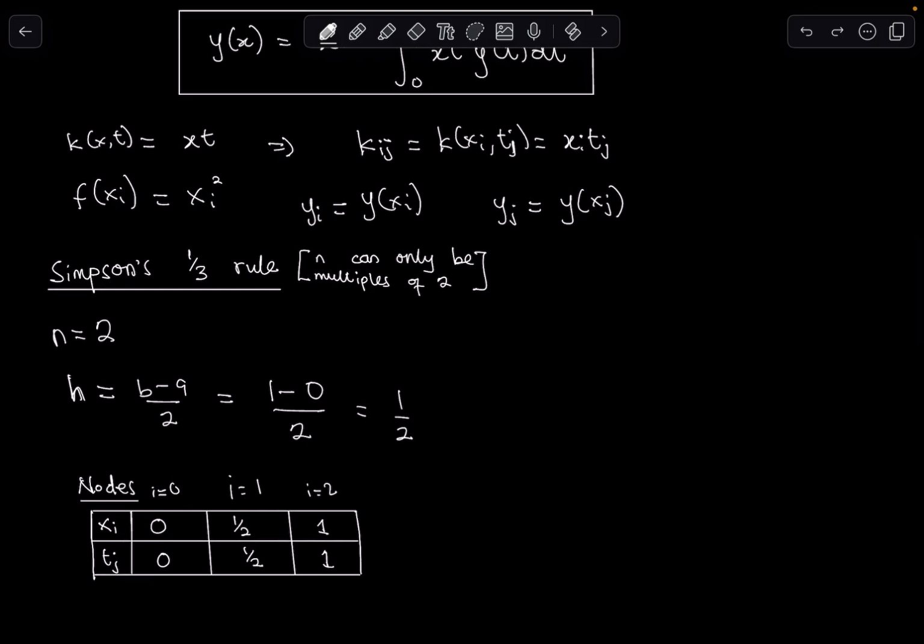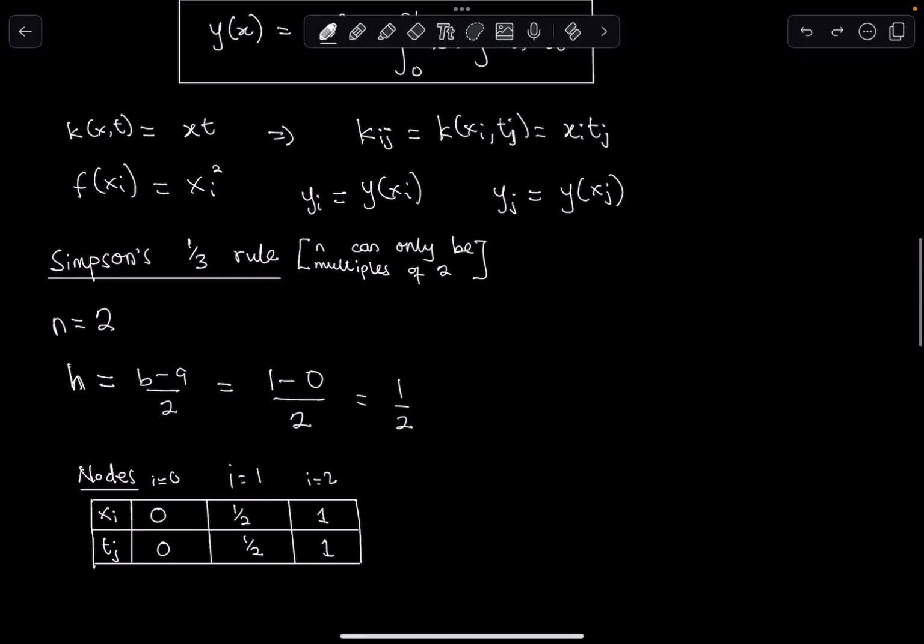okay? So now we are using Simpson's one-third rule, which means that we can only use segments which are multiples of 2. So in this case, we're going to use the basic one, which is n equals 2. You don't really have to use 4 segments. It's going to be a bit tough for you to solve. If you use 4 segments, you're going to have 5 nodes, and then you'll have to solve a system of 5 equations, which is going to be hectic, right? So it's always advisable to use n equal to 2 when you're using Simpson's one-third rule.